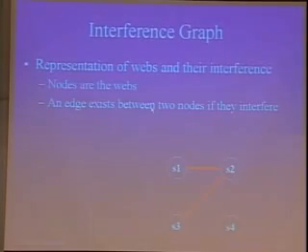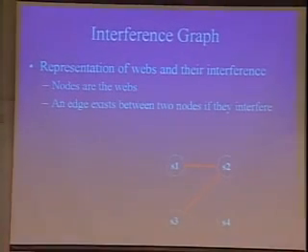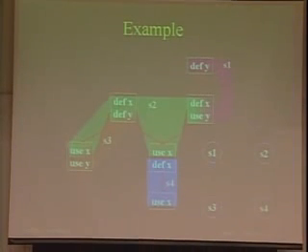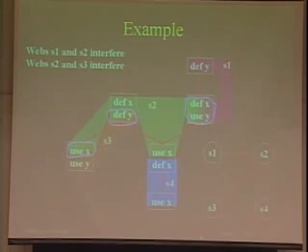Okay. So again, we're trying to abstract and have a nice representation of that. It's called an interference graph. Each web gets a node, and each edge describes interference. So in here, what are my edges? S1 to S2, S2 to S3. I have those two edges, because they interfere.